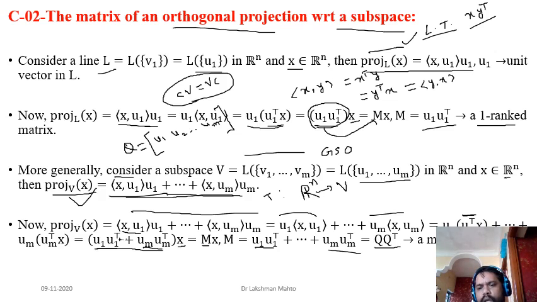So if you have a subspace and you are projecting any vector onto that subspace, then the criterion is: find an orthonormal basis of that subspace and construct Q. Then also find Q transpose, and define M as just Q times Q transpose. It would give you the matrix of that orthogonal projection. Easily you will get the matrix of the orthogonal projection.